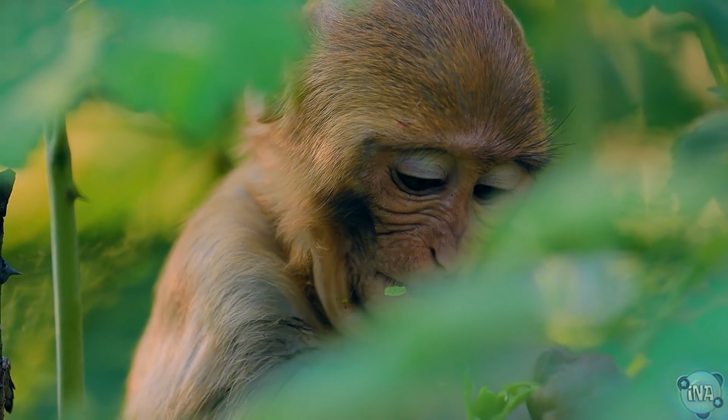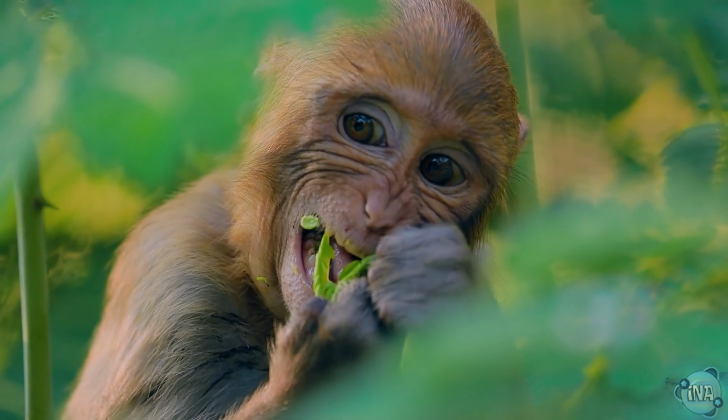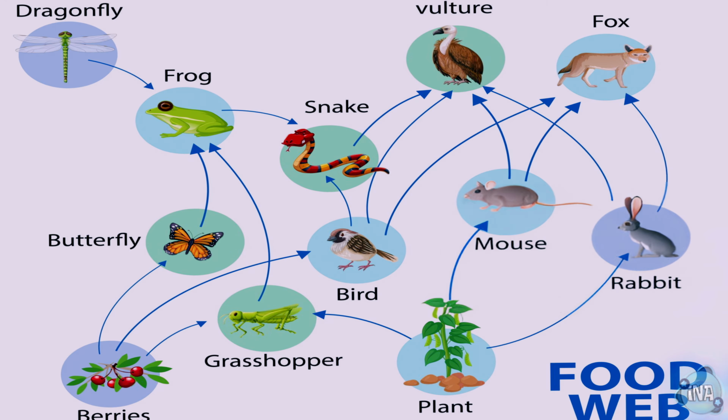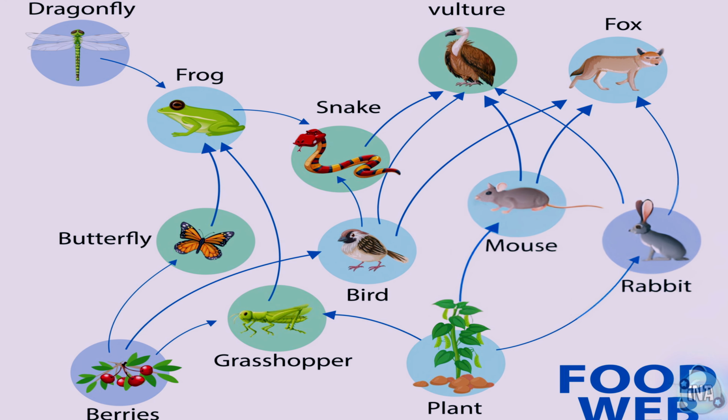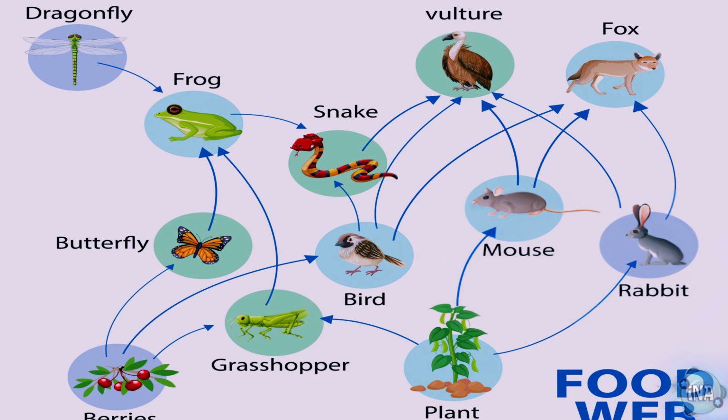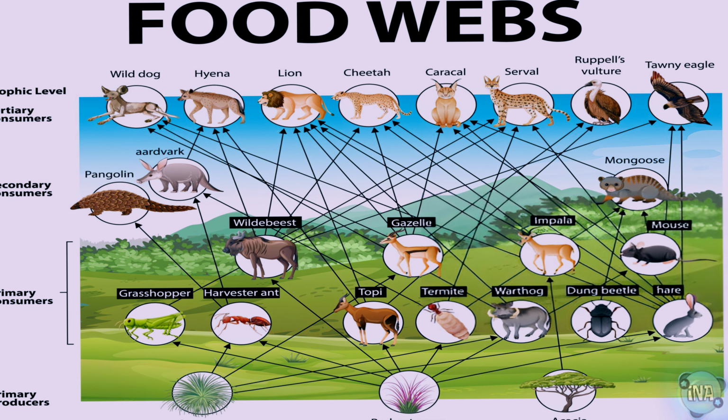It's important to remember that some organisms, like omnivores, feed at multiple levels, which is what makes a food web a more complex picture than a simple chain. It's a tangled web, not a straight line.